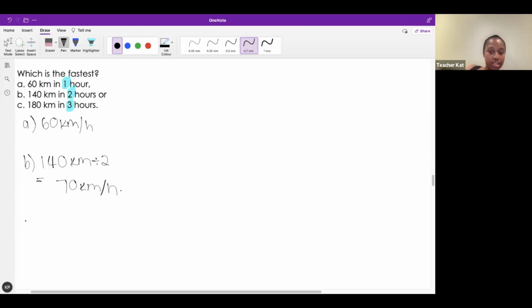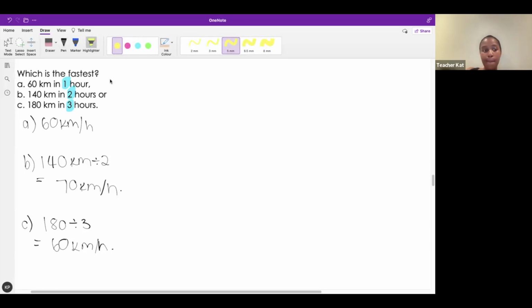All right, and C, I have to divide it by 3, which means I am traveling at 60. So it's the same as A, actually. So to answer my question, which one is the fastest? That is correct. That would be B.